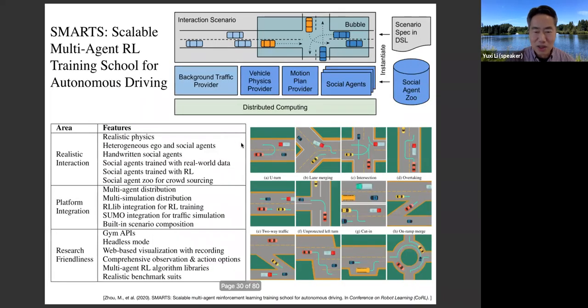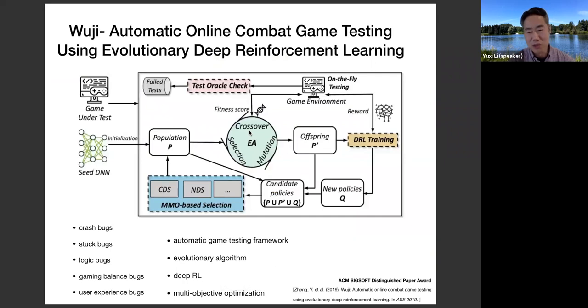Yeah, and it's about multi-agent autonomous driving. It's a simulation environment, and this is about game testing. Just now we mentioned a lot about game playing. For game playing, reinforcement learning or AI is now very strong. But for game testing or software testing, that's still a different story.